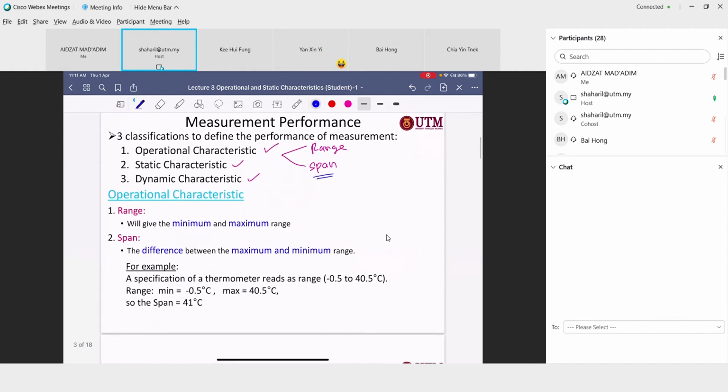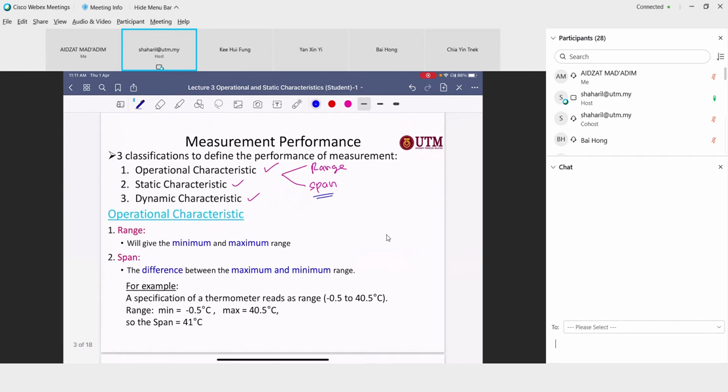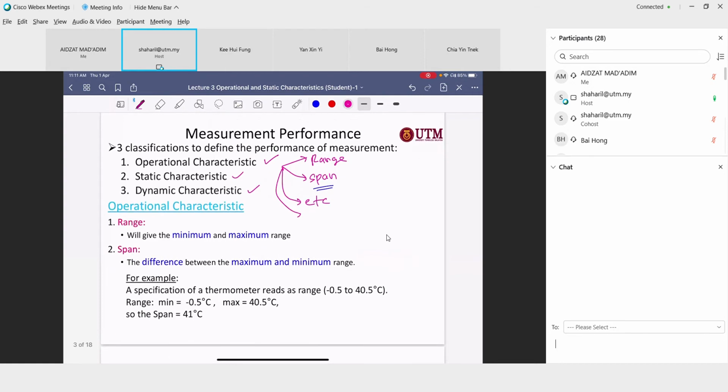And then it also includes anything else that you are going to look at when you want to buy the sensor. The second part is the static characteristic, which we will discuss later. And then the dynamic characteristic. It is enough if you know about these three things. Right, so let's look at the first one.